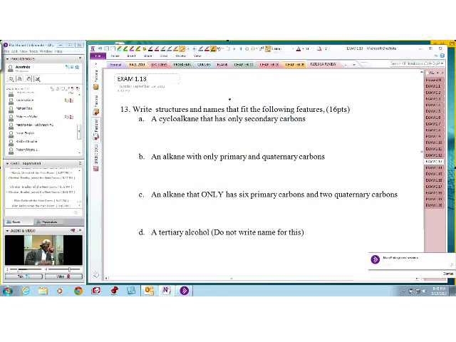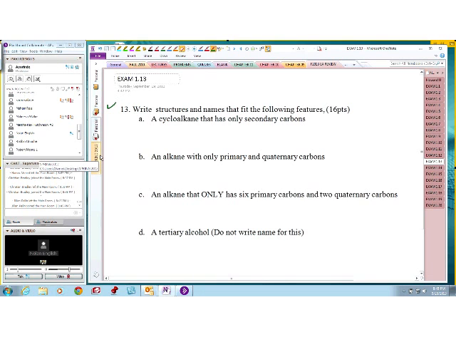Nolan English, can you read number 13 for us? Sure. 13. Write structures and names that fit the following features. 16 points. A, a cycloalkane that has only secondary carbon. B, an alkane with only primary and quaternary carbon. C, an alkane that only has 6 primary carbons and 2 quaternary carbons. And D, a tertiary alcohol. Okay, thank you very much.